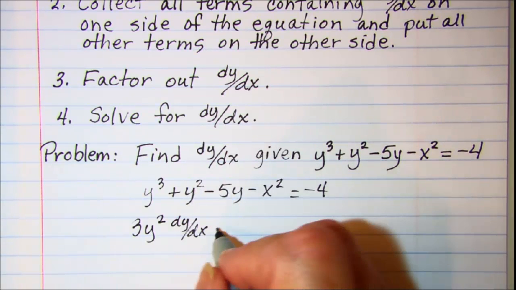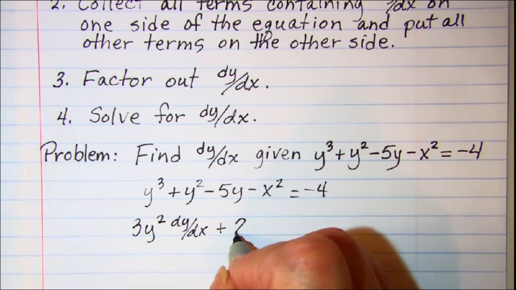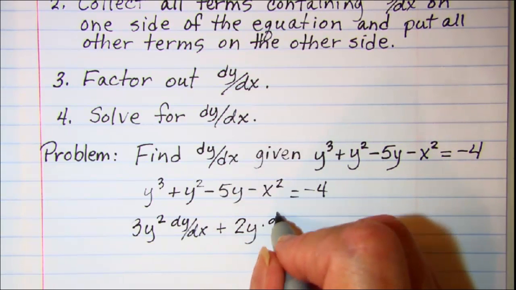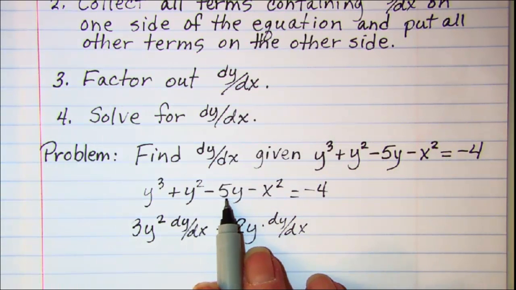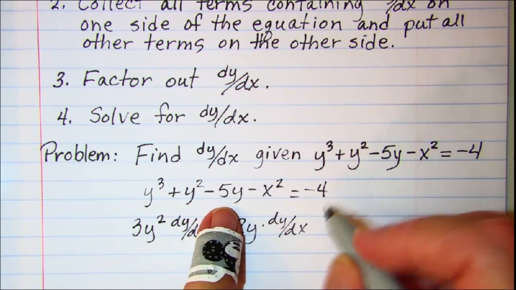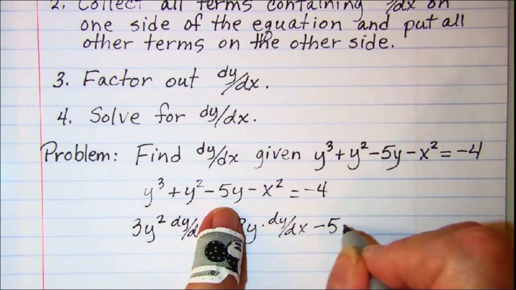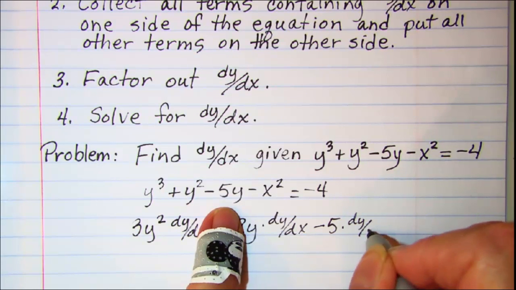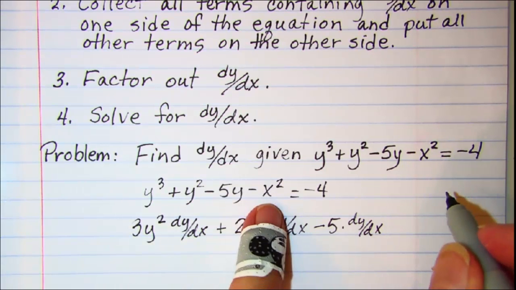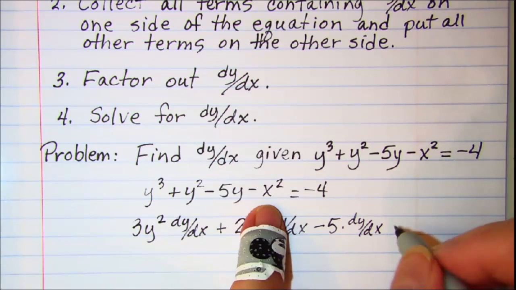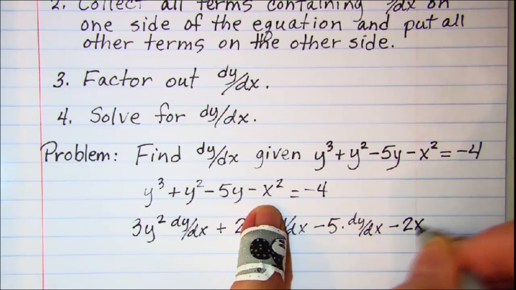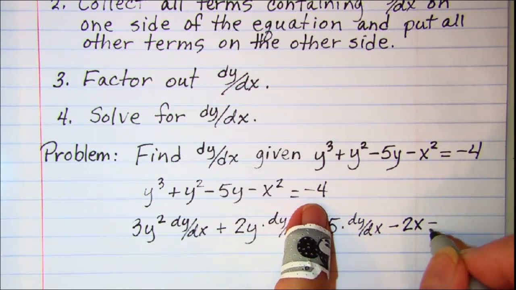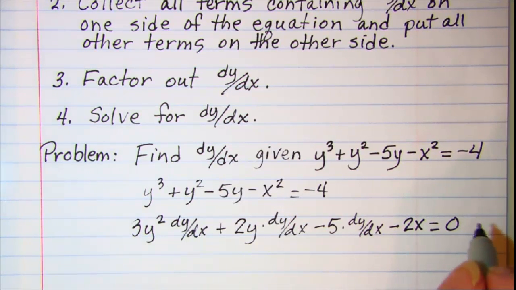Our second term, the derivative is 2y times dy/dx. Our third term, the derivative is negative 5 times dy/dx. Now this term is already in x, so the derivative of negative x squared with respect to x is just negative 2x. And then the derivative of a constant is 0.